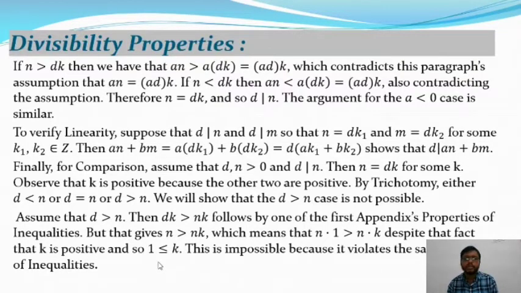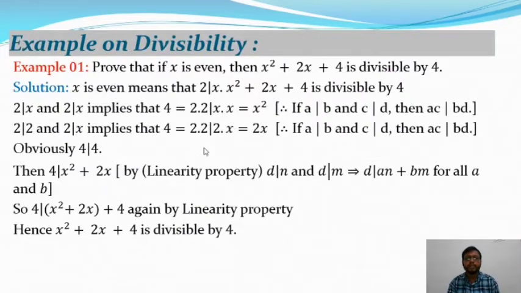That means d is less than or equal to n. This is the proof of the comparison property of divisibility. Now move on to the next slide. In this slide we will discuss examples of divisibility.